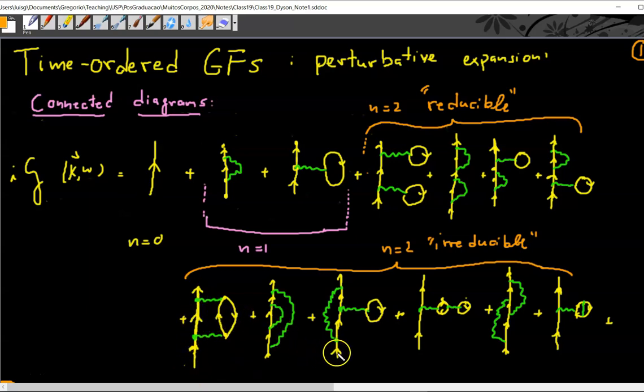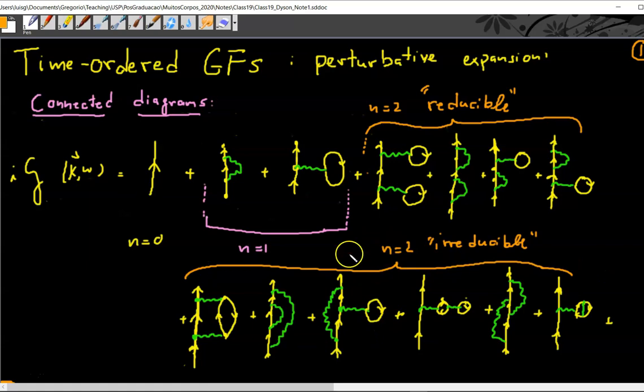Same thing here, I have this propagating line from here to here, 1, another here, 2, another here, 3, another here, 4, and I have this loop. So I can count in all of them I have 5 propagating lines and 2 interacting lines, as it should for second order diagrams.